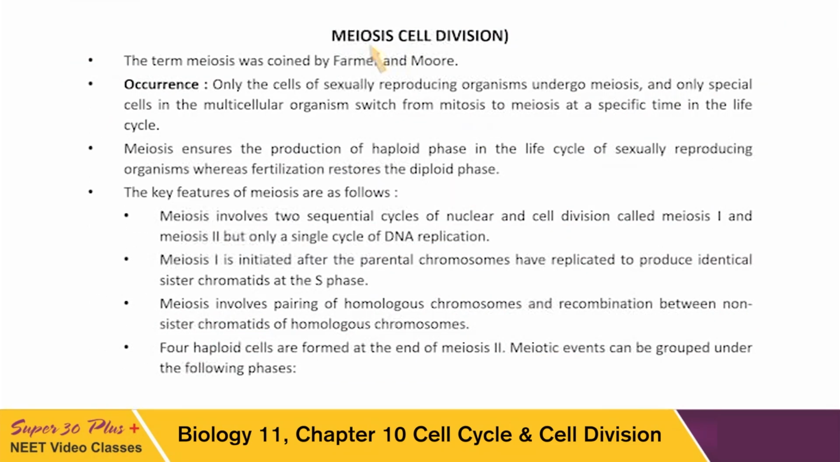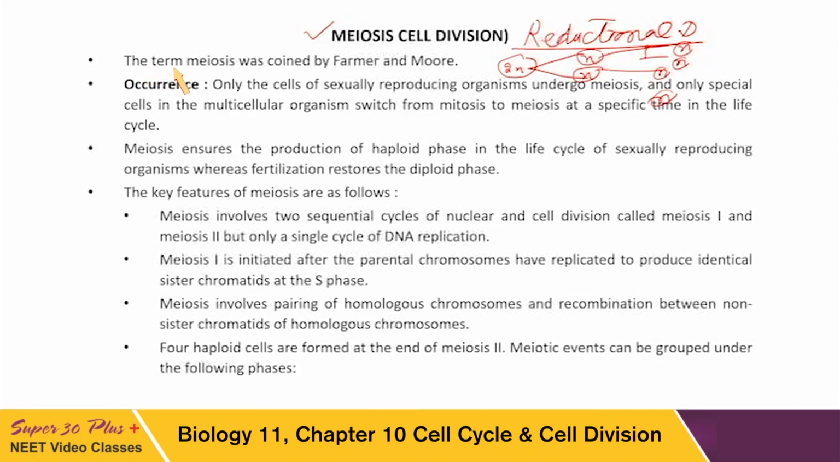Now we'll proceed to the next important cell division, that is meiosis cell division. Meiosis is also known as reductional division. Why reductional? Because the number of chromosomes will be reduced to half. If this is a parental cell having 2n number of chromosomes, it will divide into 2. Each daughter cell will have half the number of chromosomes, n, and again each will divide so that 4 cells will be formed, each having haploid number of chromosomes. We have to see it now.